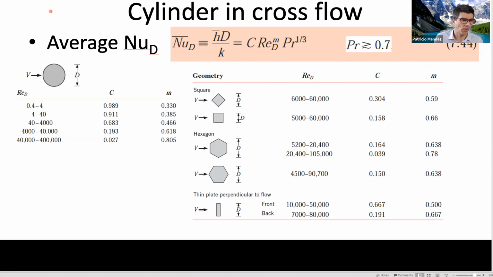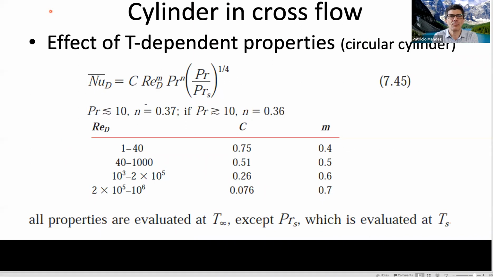Okay, so you might say, hey, how about if I have a fluid that has strongly temperature-dependent properties, such as oil, right? So in that case, different correlations take different approaches, but this is the way you go about it. They say C times Reynolds to the something times Prandtl to the something. All these properties are evaluated at the free stream velocity, the temperature of the free stream, right? However, in the boundary layer, you have a range of properties between the temperature of the surface of your pipe and the temperature of the free stream.